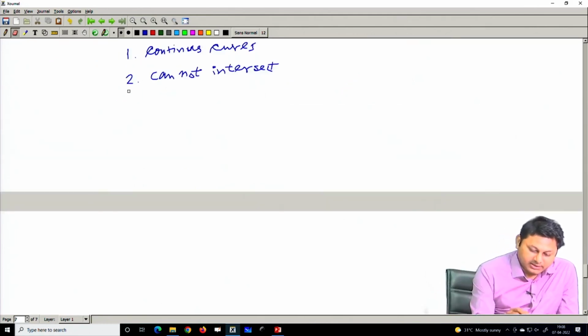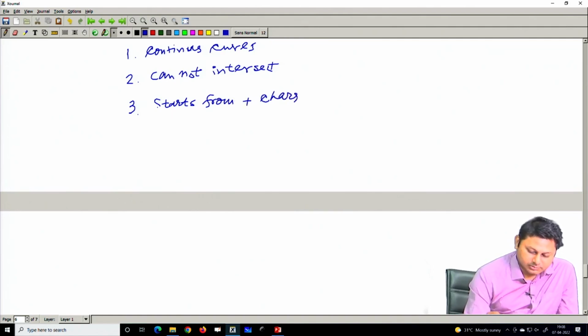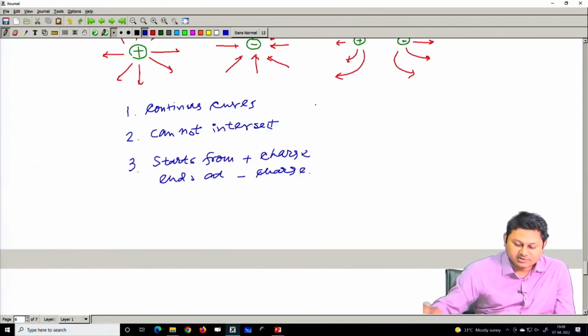Then the third point is that the field lines start from a positive charge and end at negative charges. So, these are the well known properties. I am just writing them down.